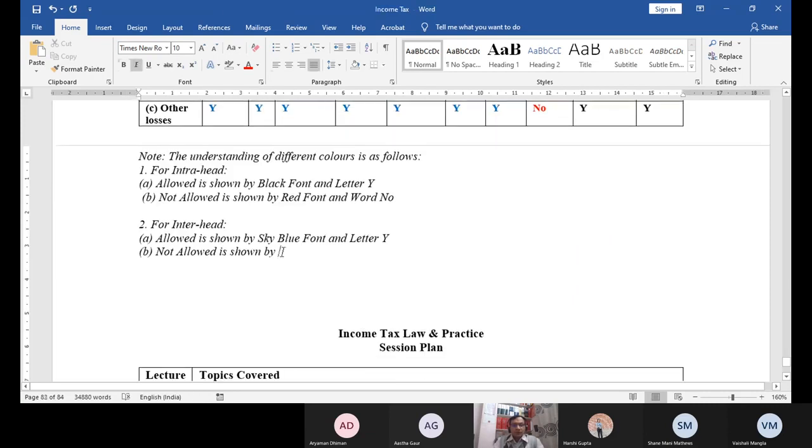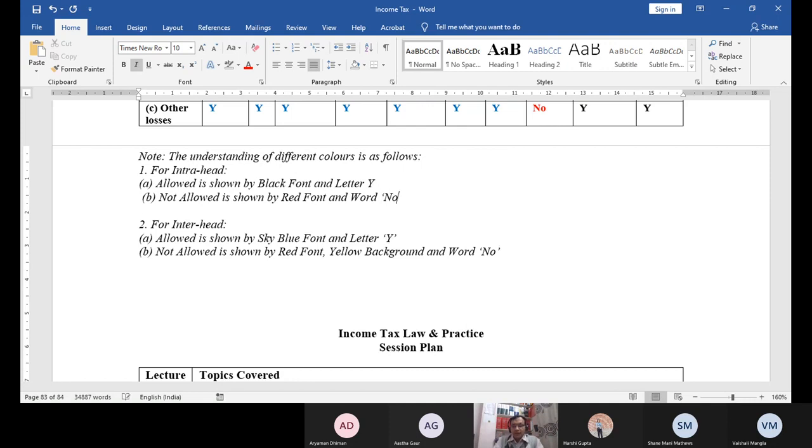Not allowed is shown by red font, yellow background, and the word no. So this will help you basically in reading the table later on.